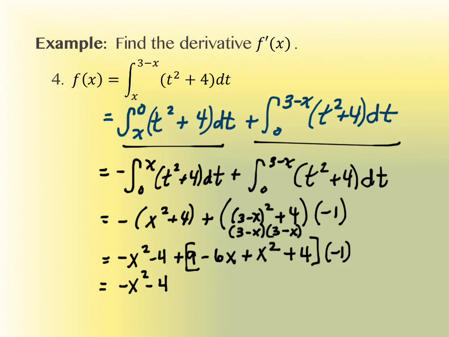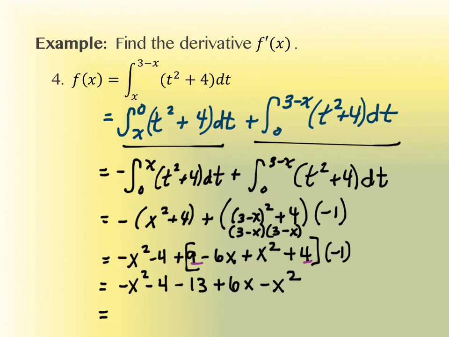This 9 and this 4 make 13, right? So I've got 13 times the negative 1, so I've got negative 13. I've got negative 6 times negative 1, so that's positive 6x. And then I've got x squared times negative 1, so I've got negative x squared.